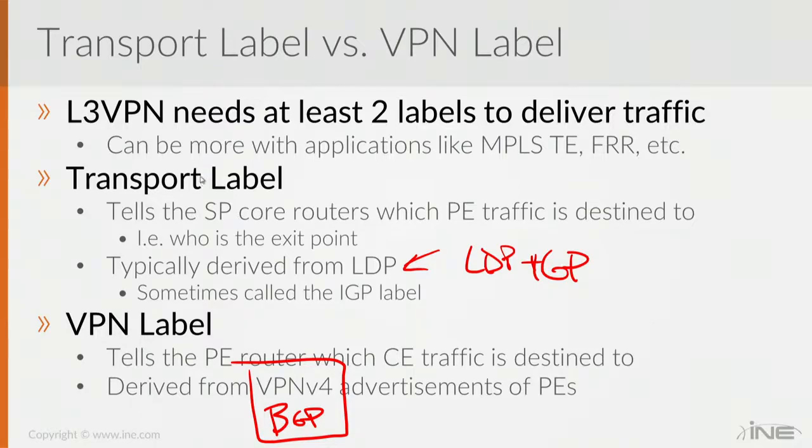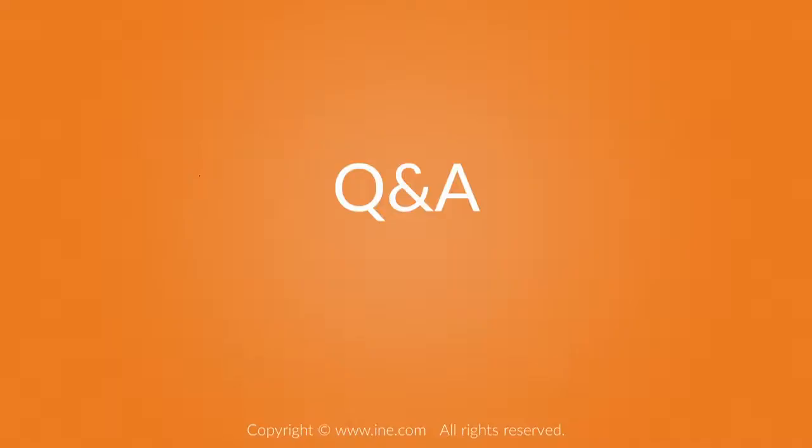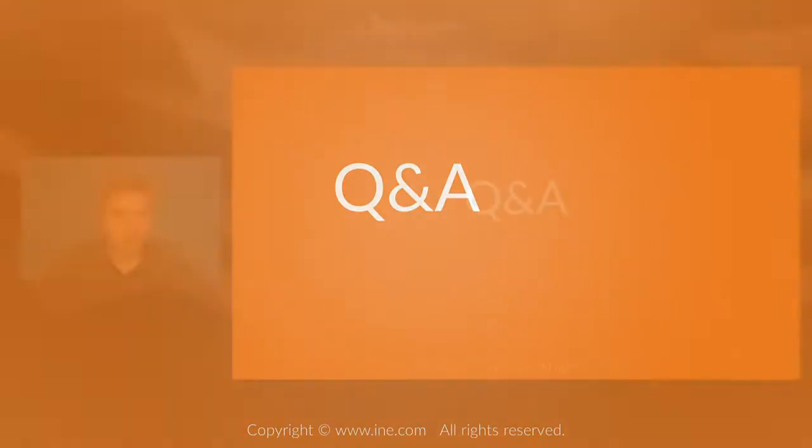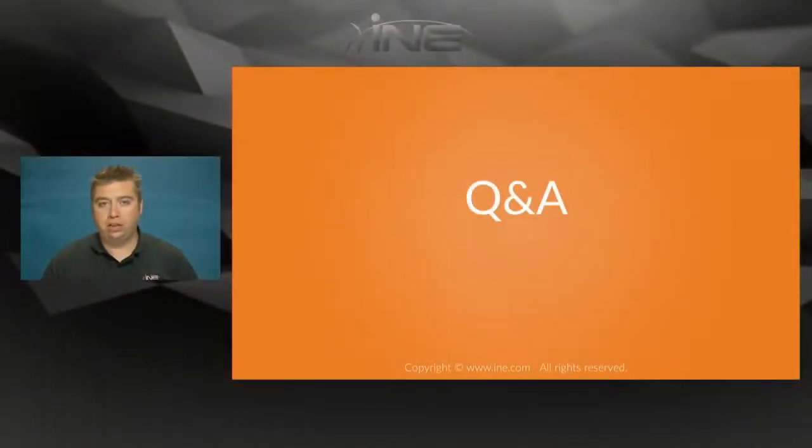Okay, so there's a couple questions here. So the control plane is defined by the route distinguisher and the data plane is defined by the route target. The route target and the route distinguisher, they both define the control plane only. What defines the data plane is the VPN v4 label that's advertised in the VPN v4 update, which we'll see in a couple minutes here when we actually do the implementation.